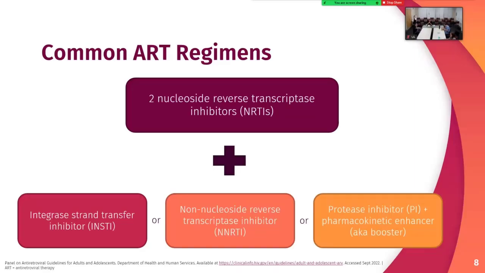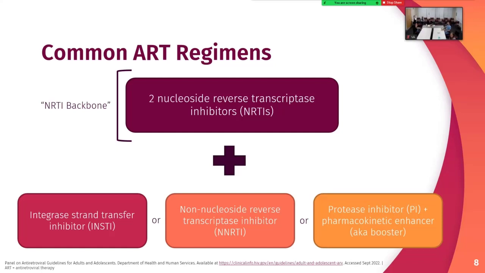Looking at how to build a complete ART regimen, like I discussed previously in our history, we've now been combining our 3 different ART therapies to create a complete regimen. So our 3 different drugs that are included are typically 2 nucleoside reverse transcriptase inhibitors, our NRTIs, and we call this the NRTI backbone, and then one of the 3 drug classes, either our integrase strand inhibitors, which are INSTIs, our non-nucleoside reverse transcriptase inhibitors, our NNRTIs, or our protease inhibitors.